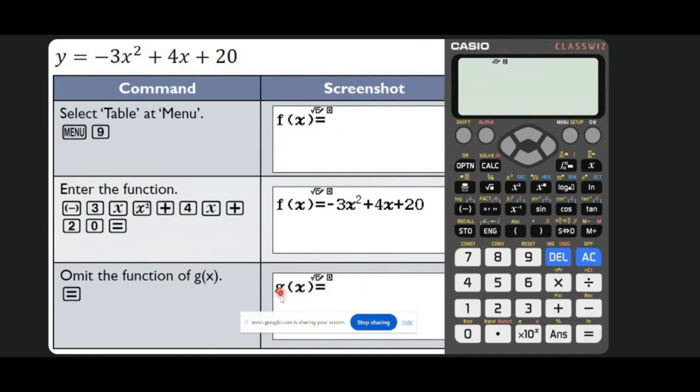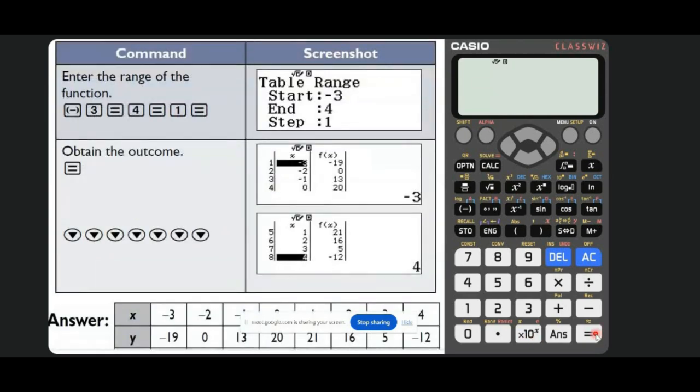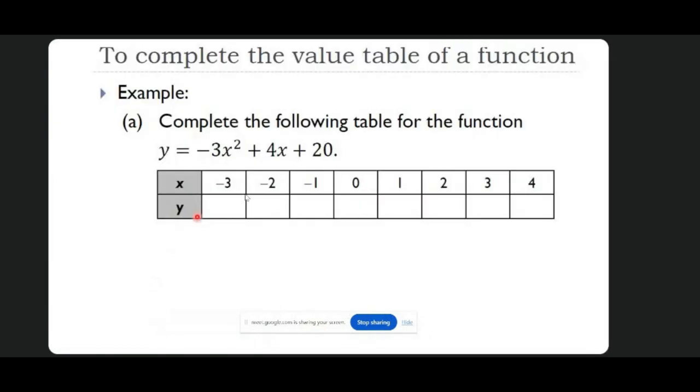Then you will see g(x). But we don't have g(x), so we just press the equal sign to omit it. After that, you will see the table range. So how to key in the table range? We base it on the table given in the question. The first value is negative 3, the last value is 4, and the difference between each value is 1.